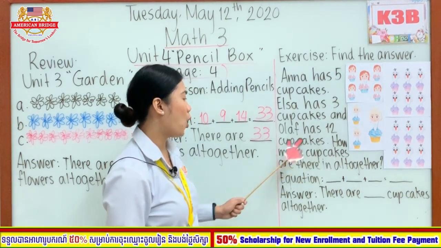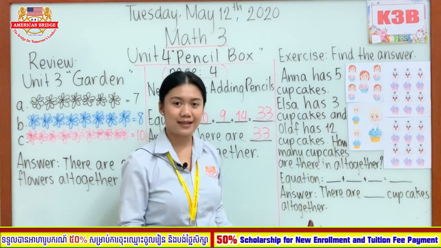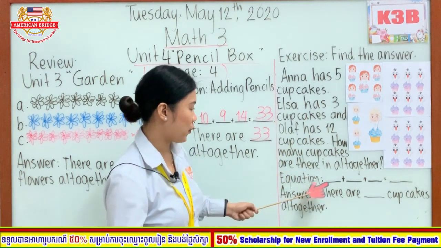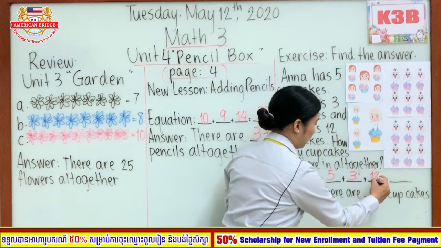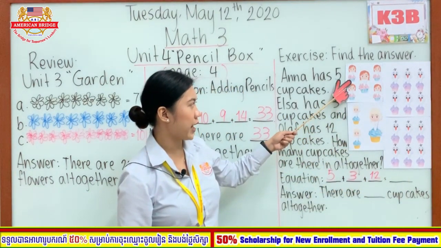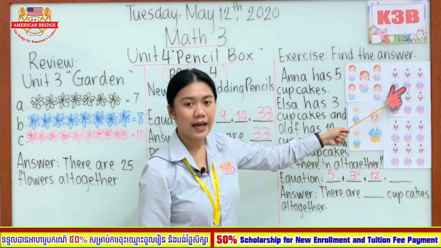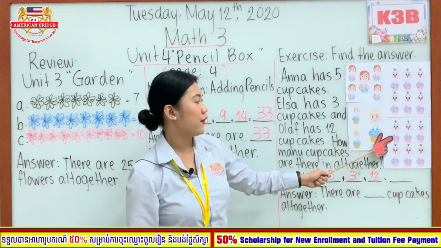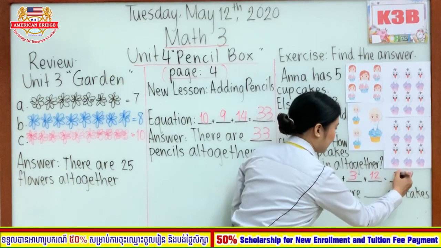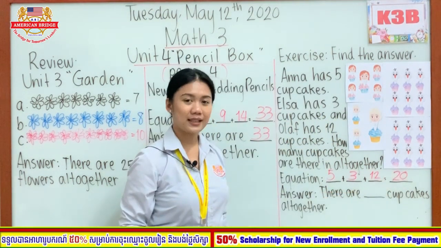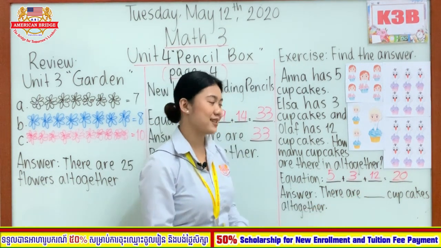Here's our question. How many cupcakes are there all together? How many do you think? Before that, let's do the equation. So Anna has 5, Elsa has 3, Olaf has 12. How many do you think? Let's count all together. Cupcakes, 1, 2, 3, 4, 5, 6, 7, 8, 9, 10, 11, 12, 13, 14, 15, 16, 17, 18, 19, 20. 20 cupcakes. Here's our answer. There are how many? 20.